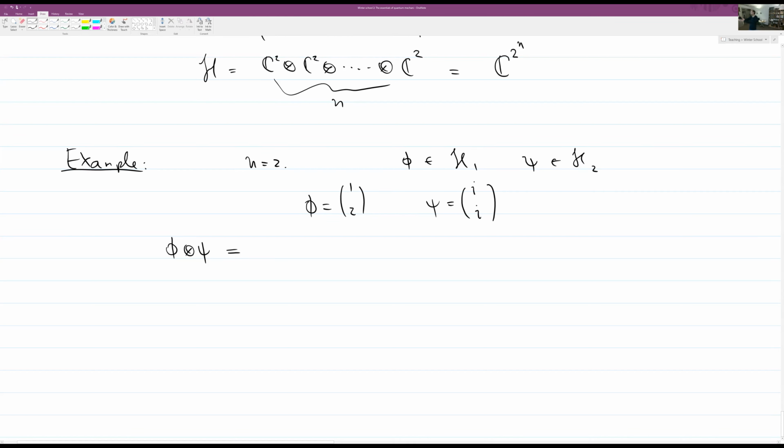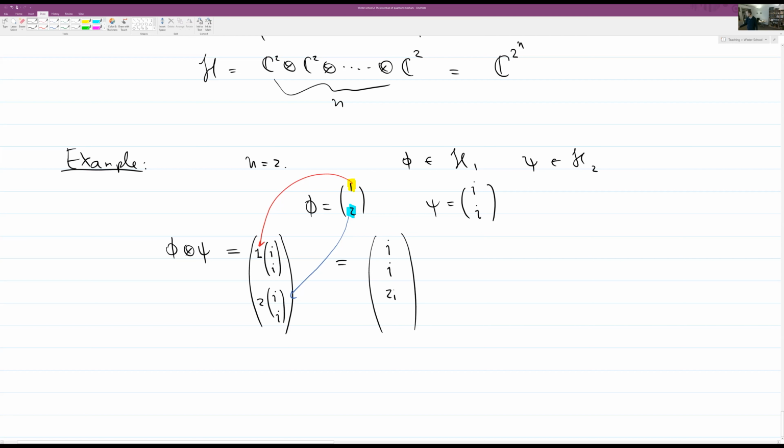What's the rule? Well, we know it has to live in C^2 to the 2, which is C^4. And the rule is, well, you may have seen this. You take the first entry here, phi, and you multiply it by the entire vector psi in the following fashion. So it's 1 times psi, which is i, and then you take the second entry, 2, and you multiply it by psi again. So this weird looking operation gives us a 4 by 1 vector, and the vector is (i, 2i, 2i). That's how to compute the tensor product of two vectors.